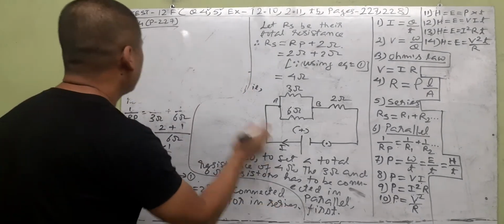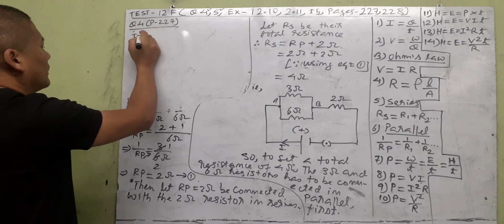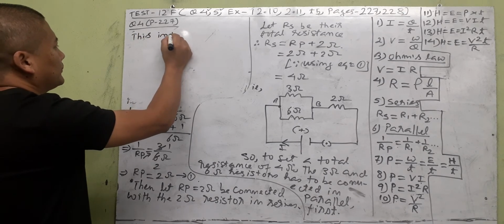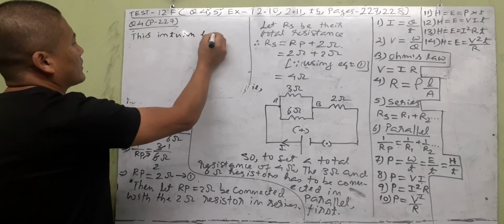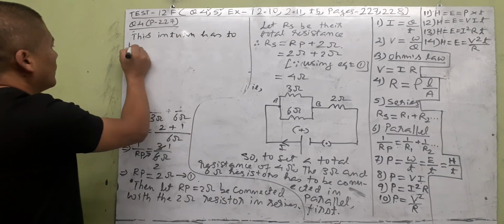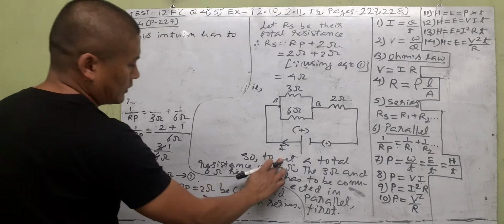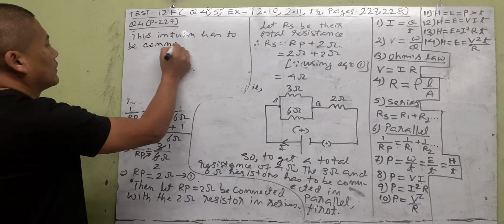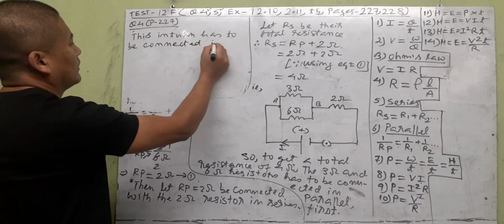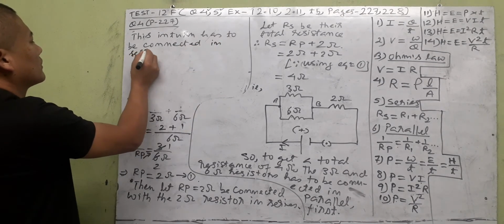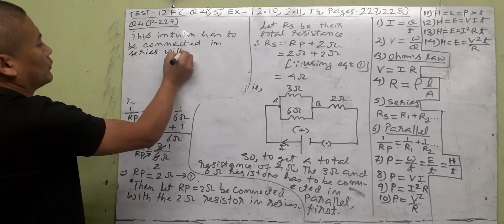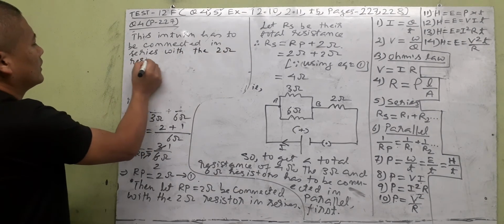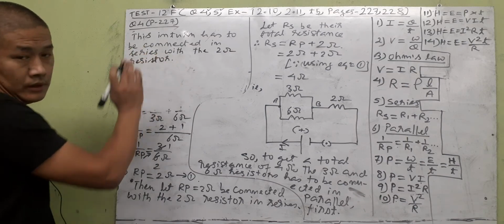Then continue from here. This in turn has to be, this is gate, connected in series with the 2 ohm resistor that is yet to be connected.